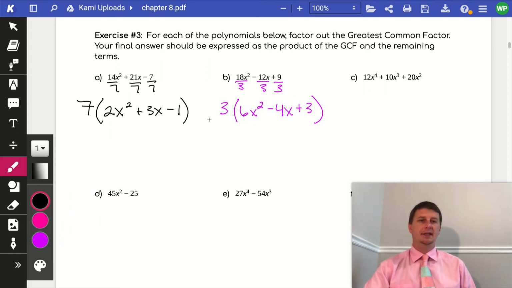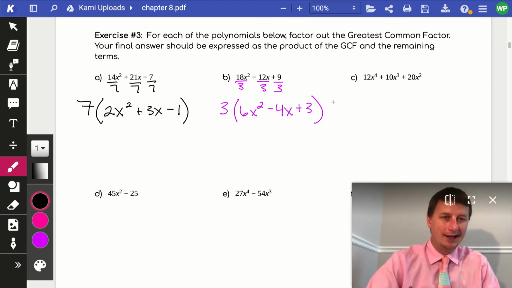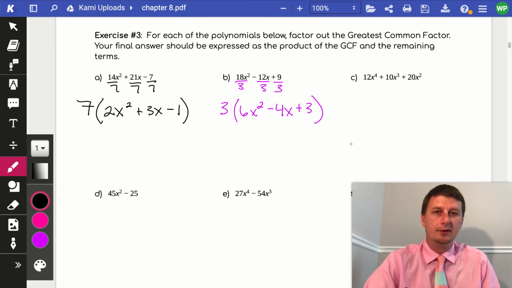Let's take a look at part C. Now we're going to bring in a GCF that's not only a constant, but also has variables in it as well. So let's just look at our constants first. And our GCF of 12, 10, and 20 is 2.